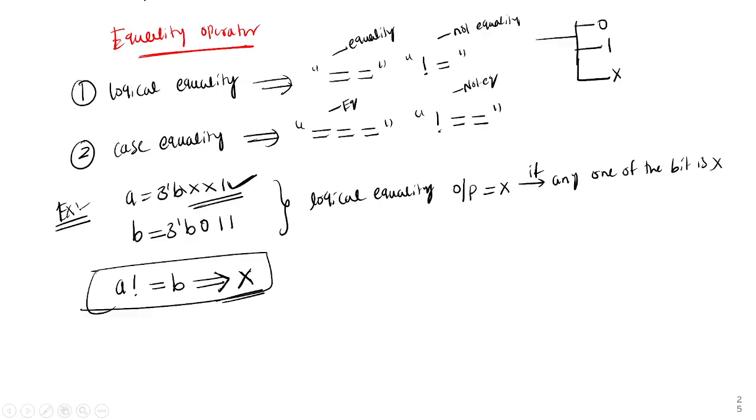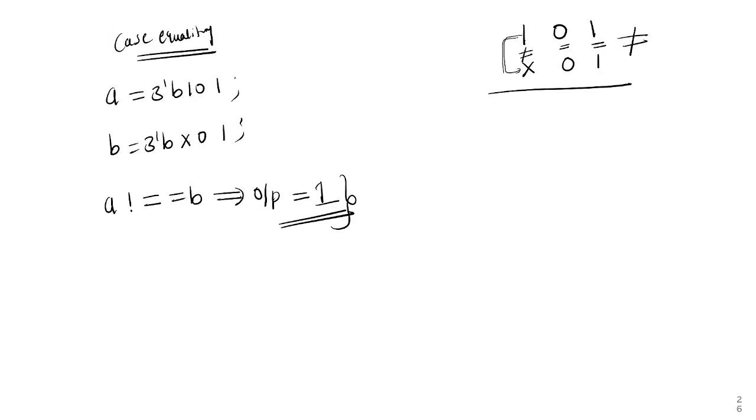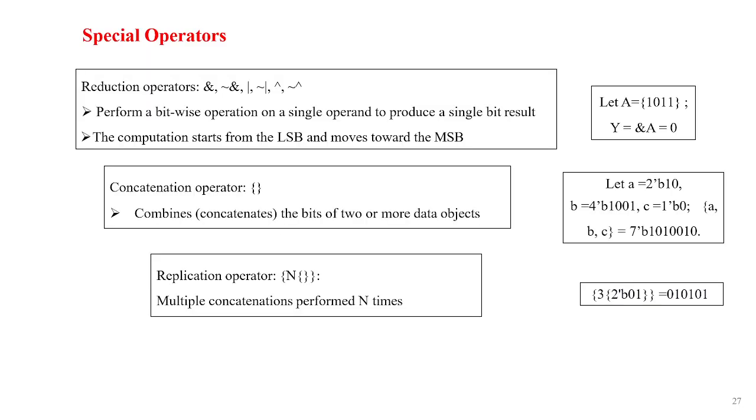In logical equality, if any one of the inputs is x, the output will be x only, whether it is logical equality or not equality. But in case equality, it will compare each and every bit with this x only. So that is the logical equality and case equality.